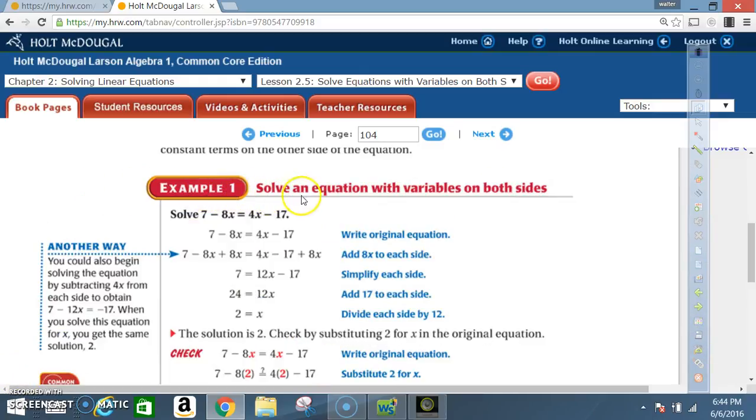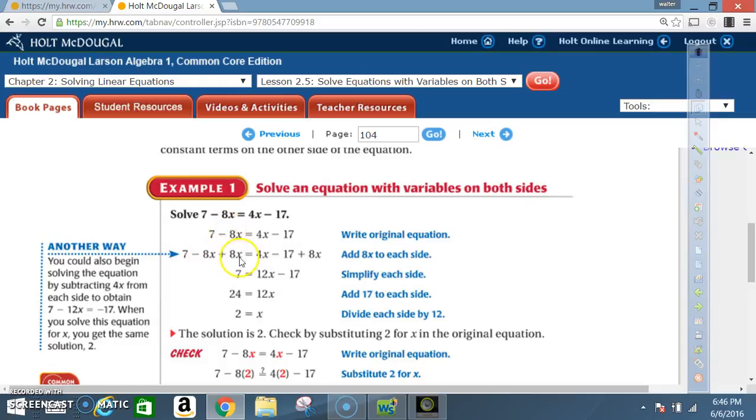Example 1, solve an equation with variables on both sides. Solve 7 minus 8x is equal to 4x minus 17. Okay, write the original equation. 7 minus 8x is equal to 4x minus 17. Next, add 8x to each side. We got a negative 8x, so to move it, we're going to add 8x to each side. So we're going to say plus 8x, plus 8x.